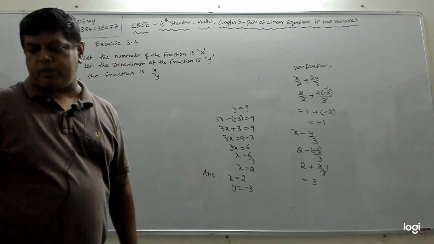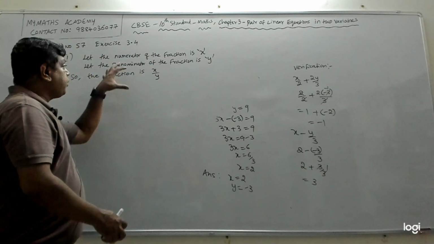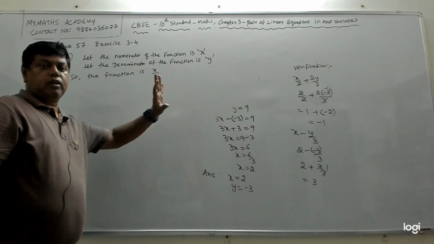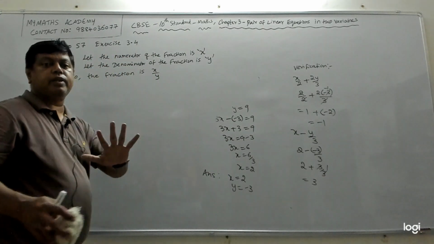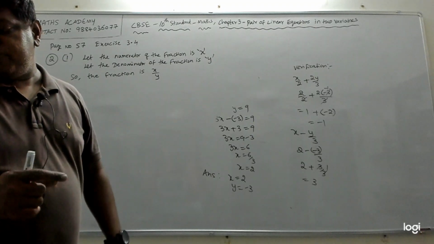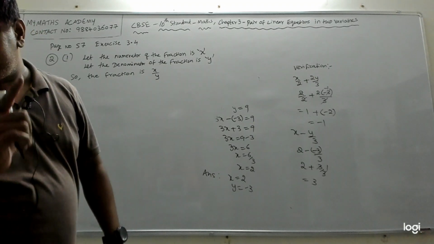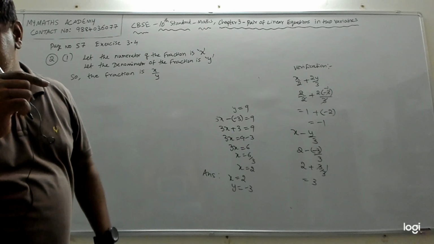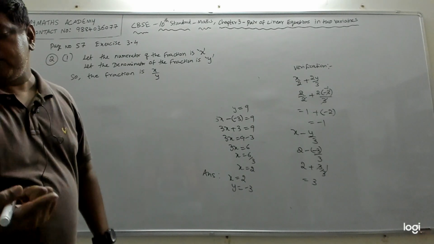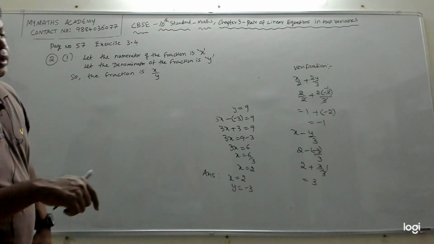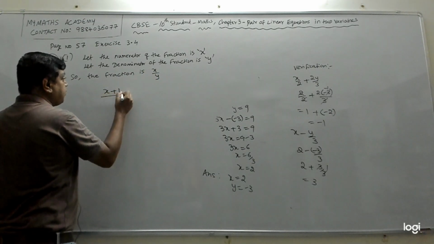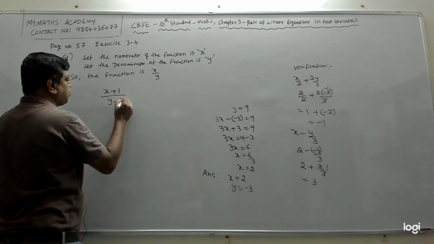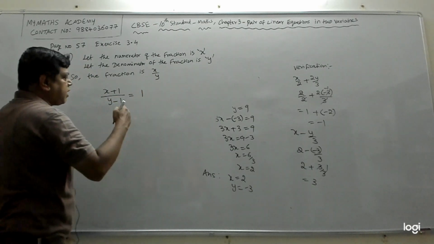Now let's read the question. When you find the fraction, and you don't know the numerator and denominator, you have to write these 3 lines first. Then we will read the question. It says: if we add 1 to the numerator and subtract 1 from the denominator, the fraction reduces to 1. If I add 1 to the numerator, that means x plus 1. And if I subtract 1 from the denominator, y minus 1, the fraction reduces to 1, which means the fraction becomes 1.